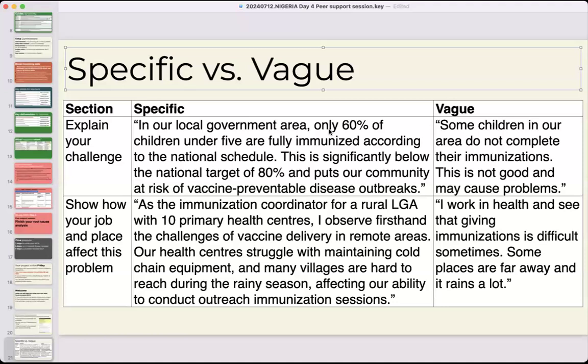In our local government area, only 60% of children under 5 are fully immunized according to the national schedule. This is significantly below the national target of 80% and puts our community at risk of vaccine preventable disease outbreaks. So it's an example of a specific challenge.